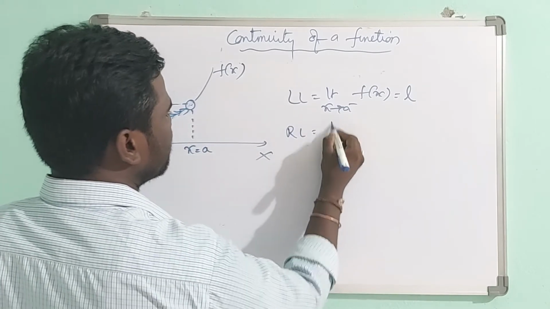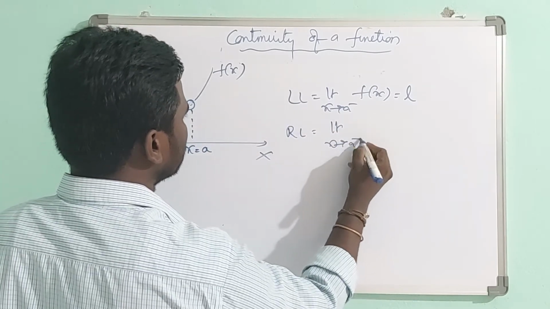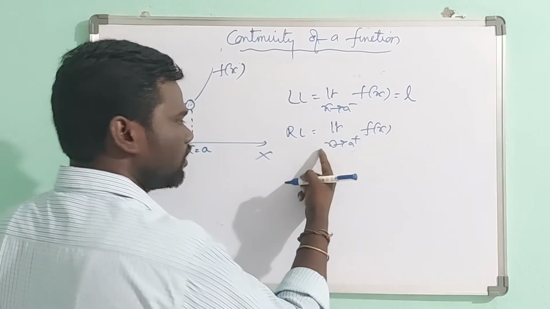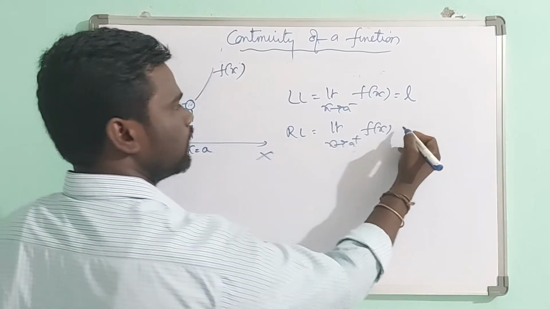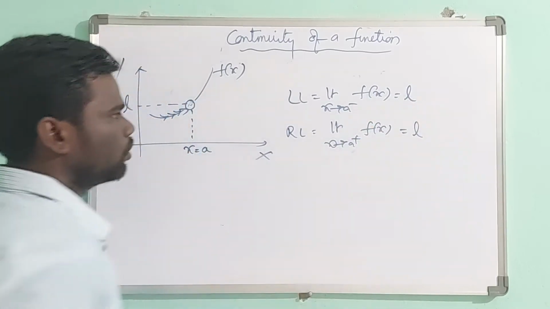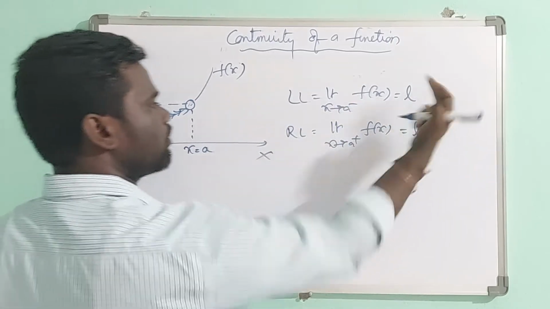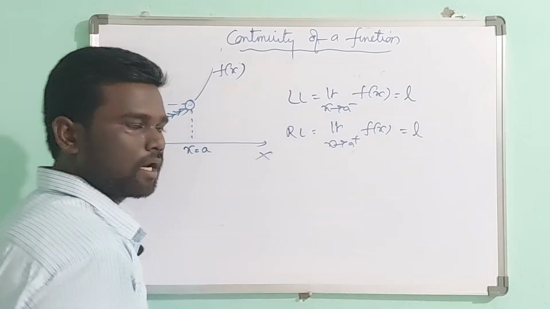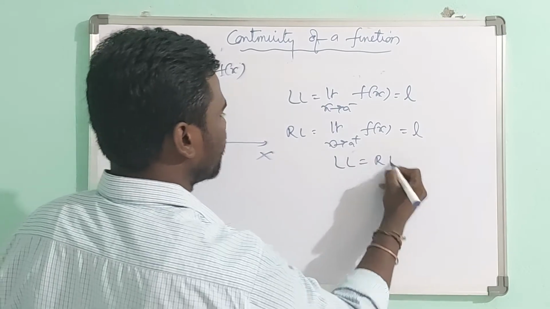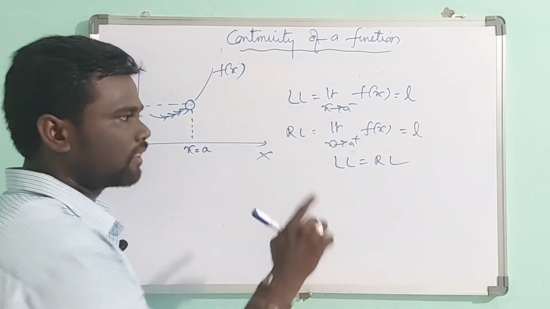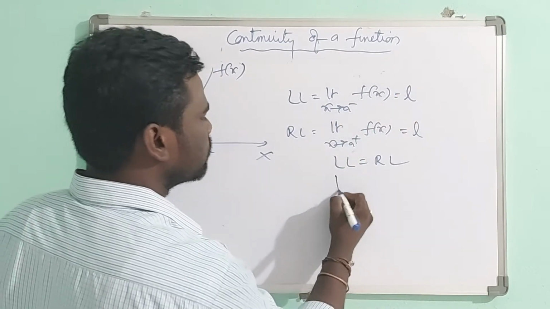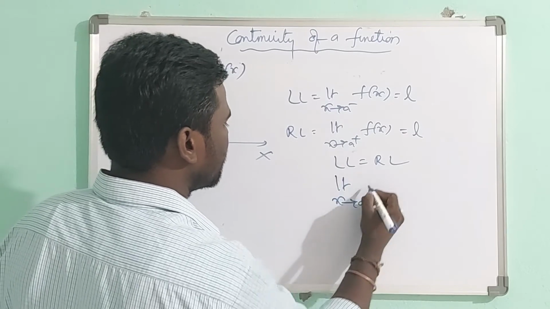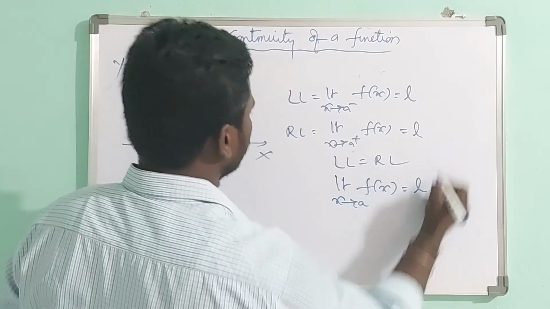Now coming to the right limit, what is the limiting position of this function as x approaches a from the right side? This is also equal to L. So it is very clear that the left limit is equal to L, and the right limit is also equal to L. So if the left limit is equal to the right limit, then the limit exists and the existing limit is equal to L. So the limit as x approaches a of f of x is equal to L.